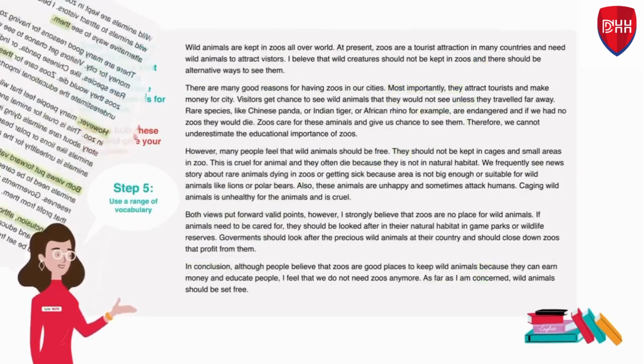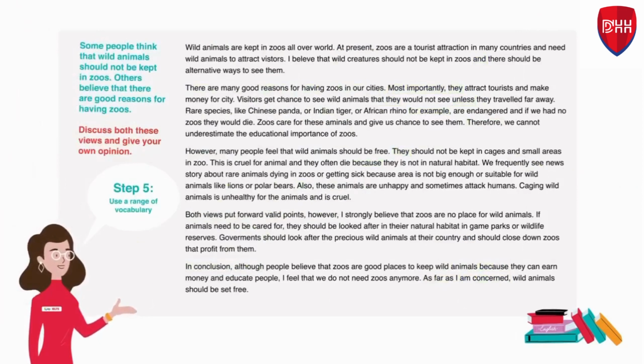Step 5. Use a range of vocabulary. When you write, use words that you can spell and that you understand. It is better to choose words that are correct and clear rather than more complicated words that you don't really understand. The most important thing is to communicate clearly to the reader so they can follow your thoughts and ideas.